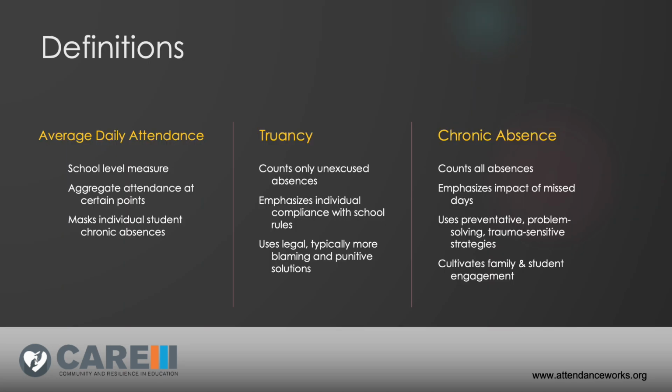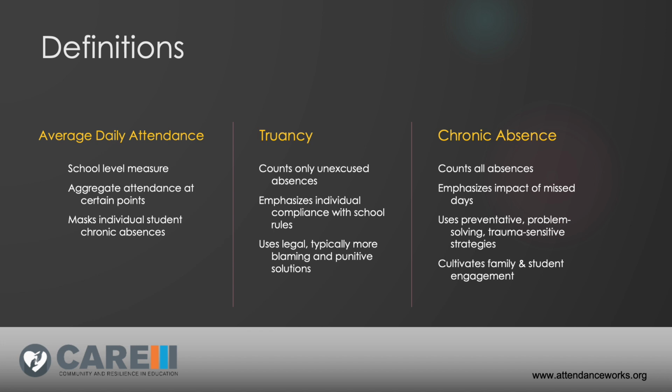Here are some important terms to consider when discussing student attendance. There are several definitions that are associated with attendance. The first one is average daily attendance, and this is a school level measure. This is when we take a look at the whole student population and look at attendance data at certain points in time. This can be beneficial in looking at whole group average attendance, but it often masks individual student chronic absences.